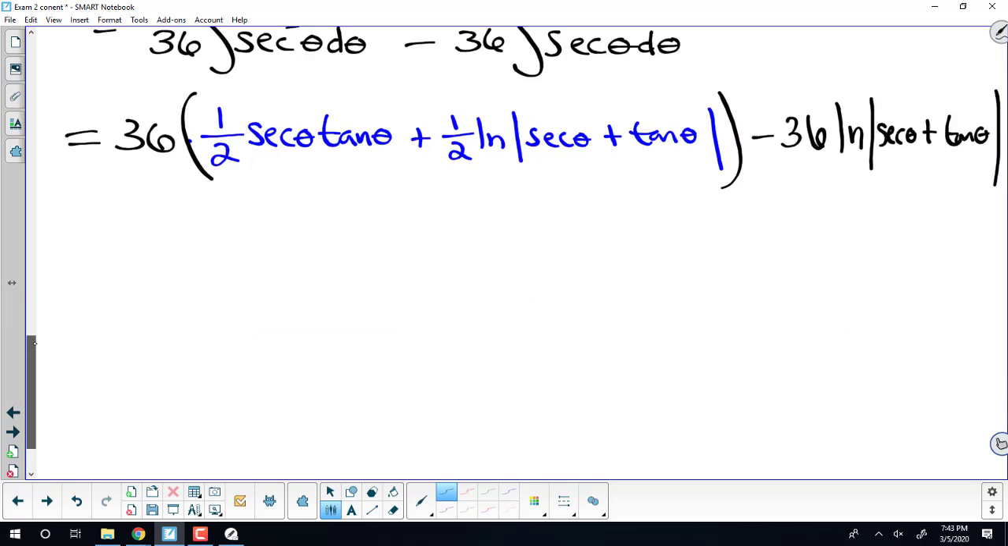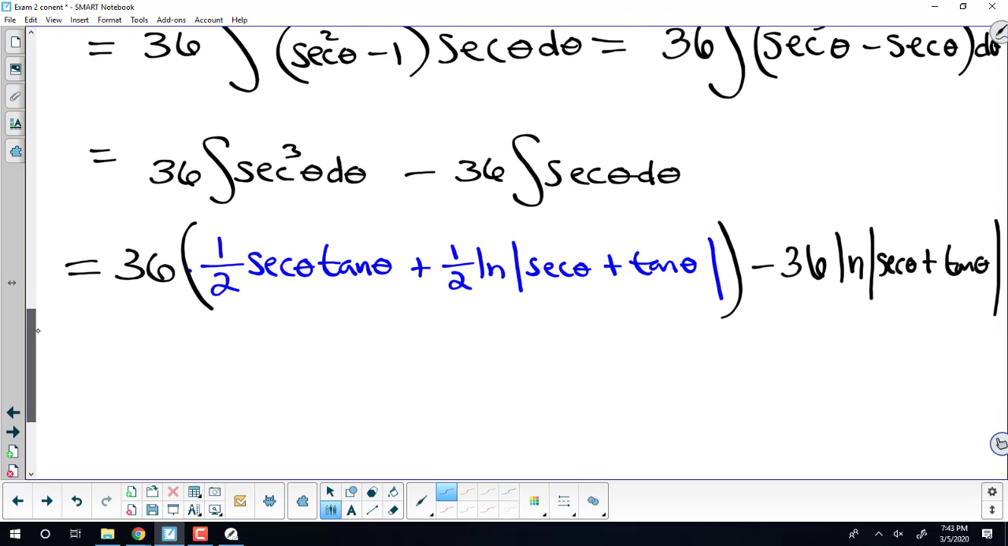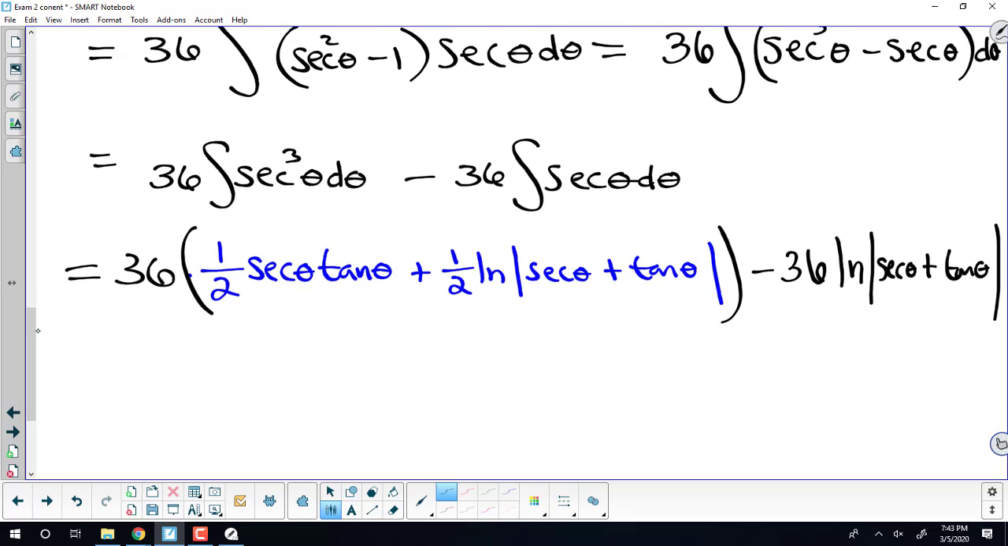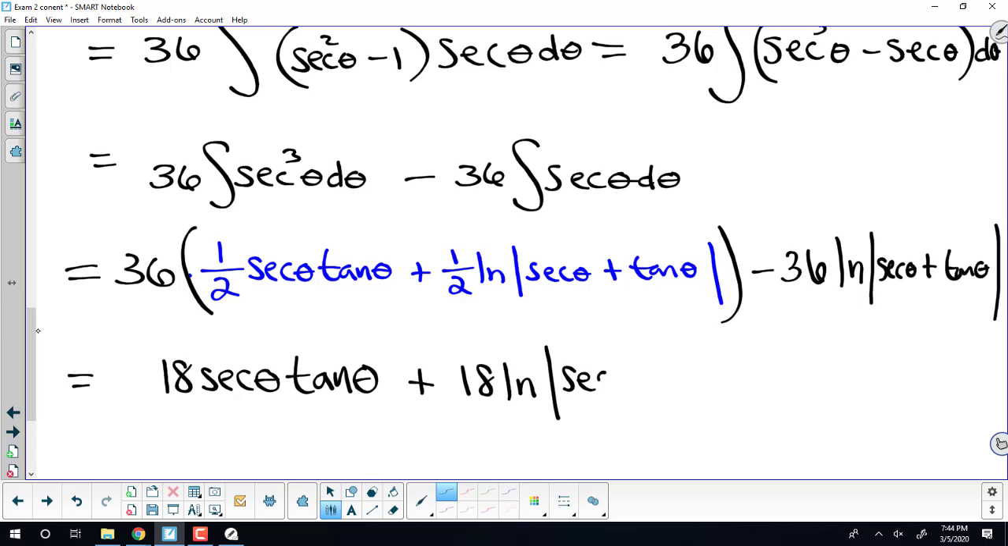Okay, so there we go. Secant cubed integral minus secant's integral. So, distribute 36, we'll have 18 secant theta tangent theta, plus another 18 of these, which we have a negative 36 of these as well. So we can then combine like terms.